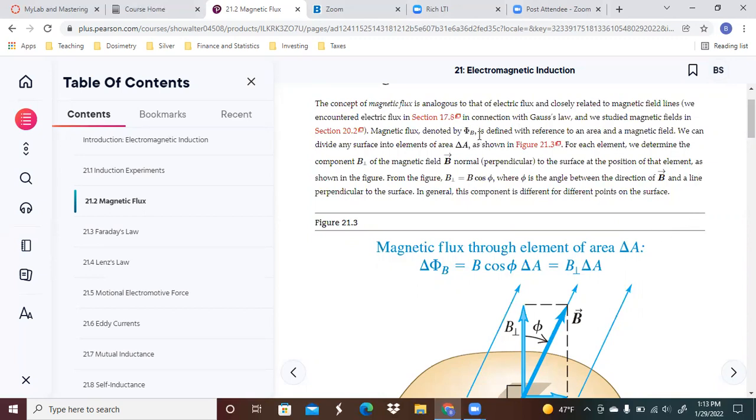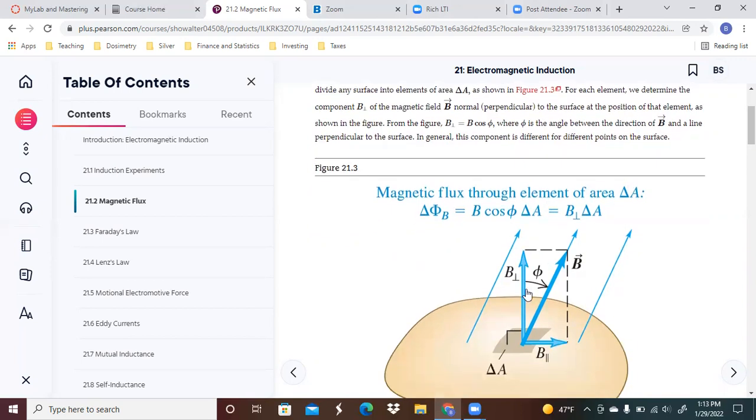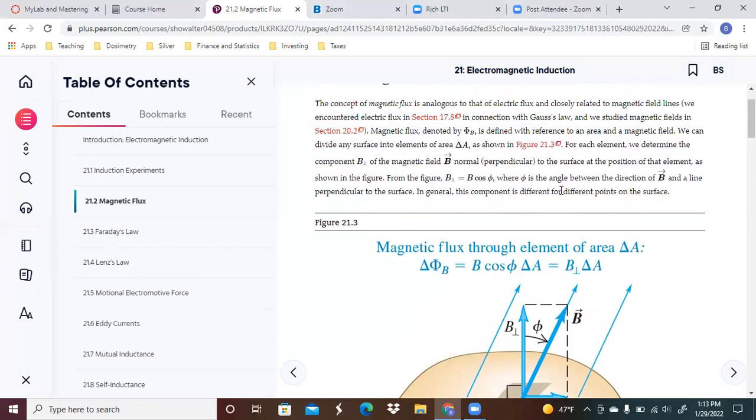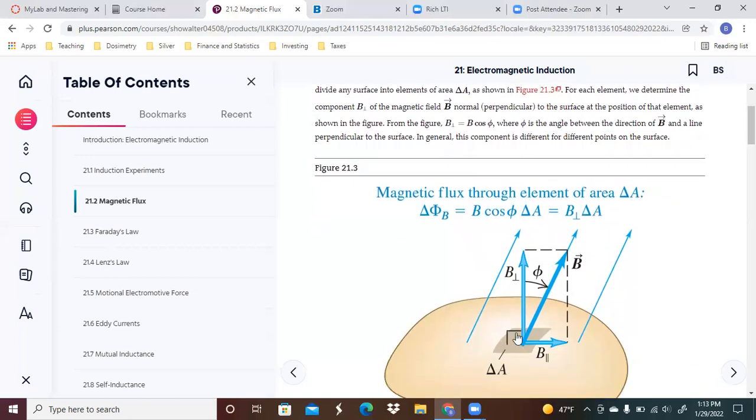Now, magnetic flux is going to be denoted with this symbol, and it's going to be referenced to an area as well as a magnetic field. And you can see the magnetic field lines coming through here. So we're going to take a surface and we're going to divide it into smaller areas. And these cross-sectional areas are going to be referred to as delta A. So for each element, we're going to determine the component of B that is perpendicular to that area element.